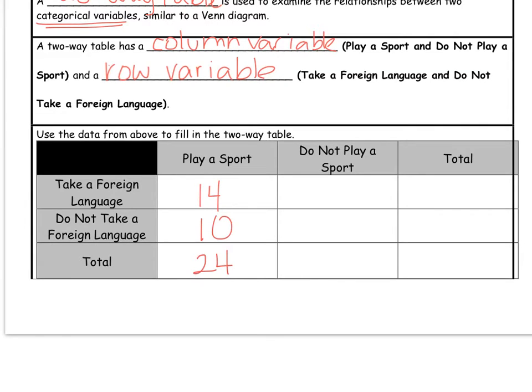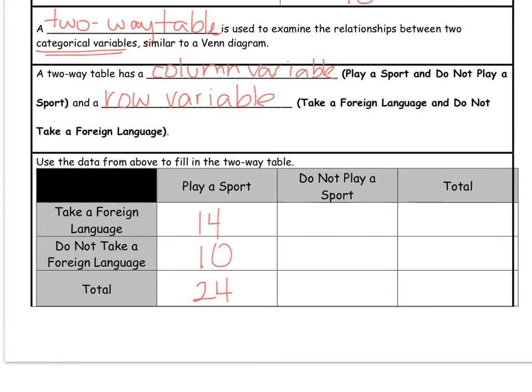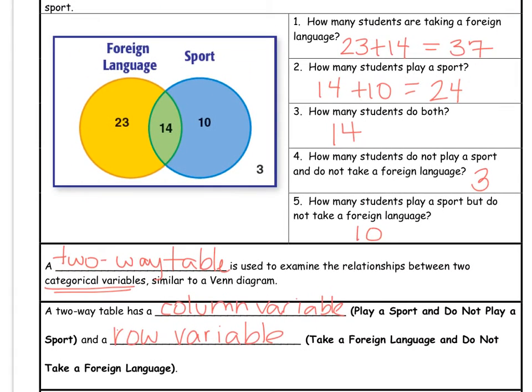So we're going to do the same thing with the students who do not play a sport. So again, going back up to my Venn diagram, how many students do not play a sport? That's this section right here. That would be 23. And then underneath that, how many students do not take a foreign language and do not play a sport, and that's these three right here.